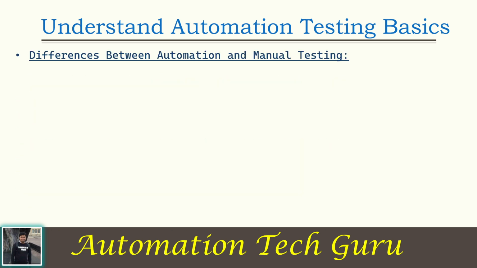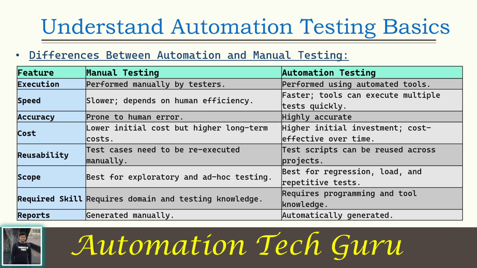What is the difference between automation and manual testing? So this is the basic difference. First is execution. Manual testing is performed manually by testers, and automation testing is performed by an automated tool or script. Speed. For manual testers, obviously it is human dependent, so it depends on human efficiency. It is slower, but in automation, it is faster. Tools can execute multiple tests quickly. Even they can be run in parallel.